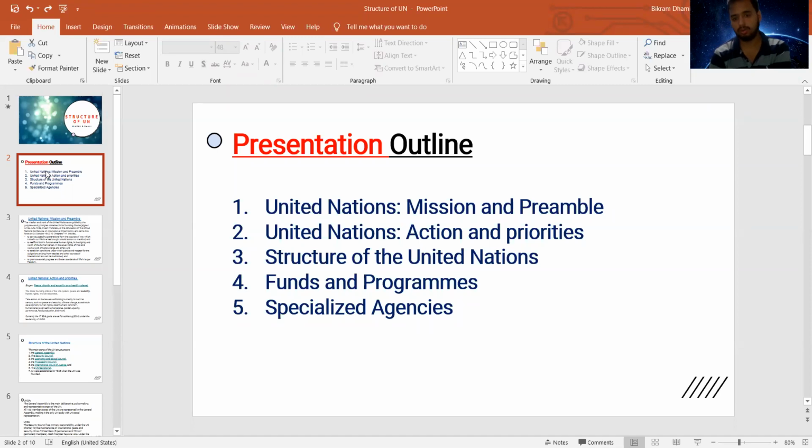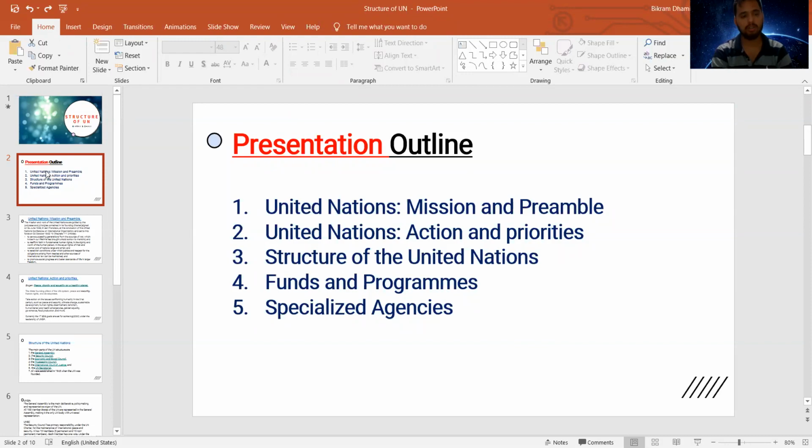Secondly, we will go through the actions and priorities set by the United Nations. Third, we will move to the structure of the United Nations. Fourth, we will see some of the funds and programs that are established by the United Nations. And at the last, or fifth, we will see the specialized agencies of the United Nations.